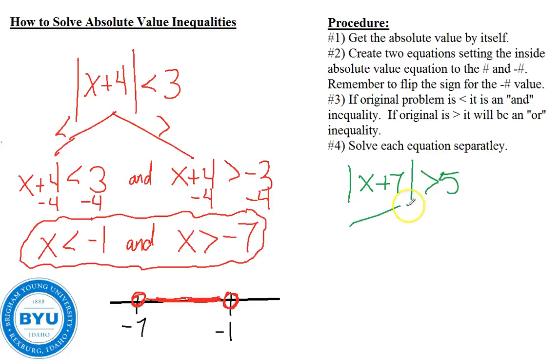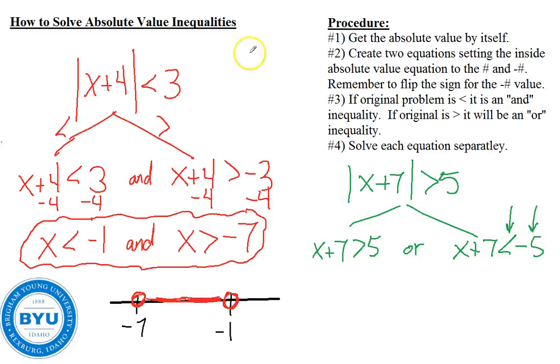We would break this into two equations. x plus 7 is greater than 5, or x plus 7 is less than -5. Again, we're always going to write one with the same sign and then one with the opposite sign. And because it's opposite sign, we flip that sign and do a negative on the value. Because this is a greater than, it's an or inequality, meaning that it's going to shade to the outsides.